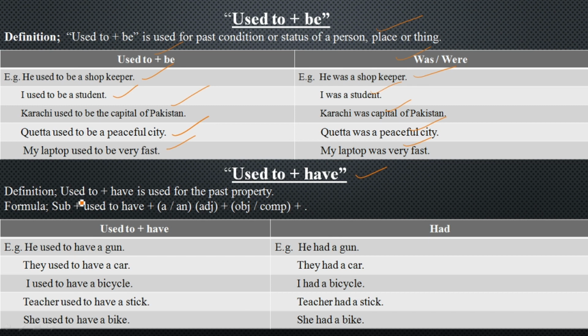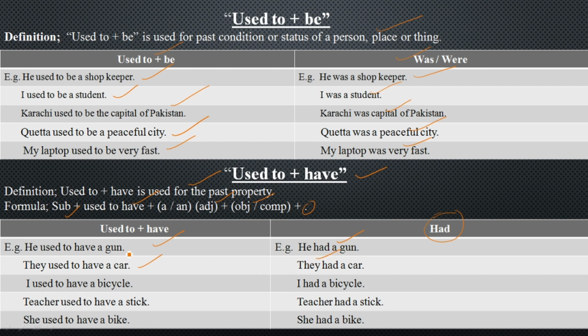Where we are going to use used to plus have. Definition: used to have is used for past property. For having the property in past, you will be using it in this way. The formula is subject plus used to have, an adjective, object, and complement is optional, where you want to use, at the end full stop. He used to have a gun. Now we say that he had a gun, and it gives the meaning of had. In past, he or she had this property. And they used to have a car. They had a car.